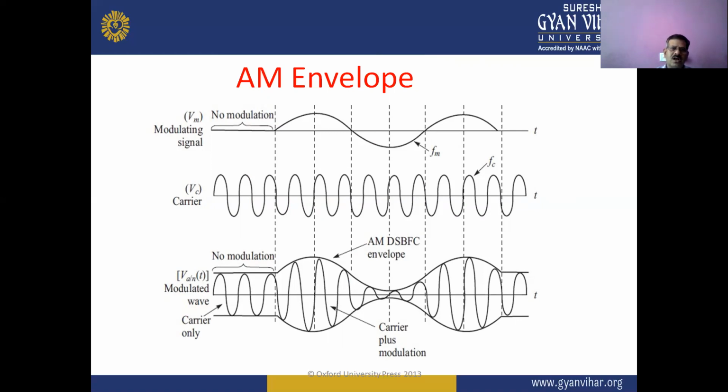So this is the technique of the amplitude modulation system, in which different signals are used, and after modulation the resultant amplitude modulated waveform is received here.